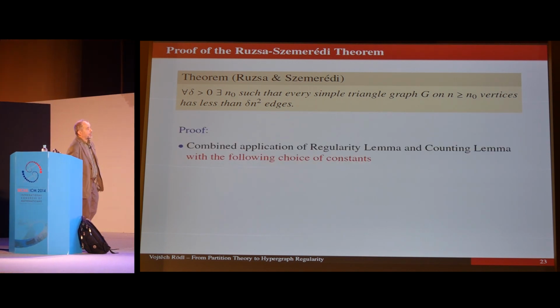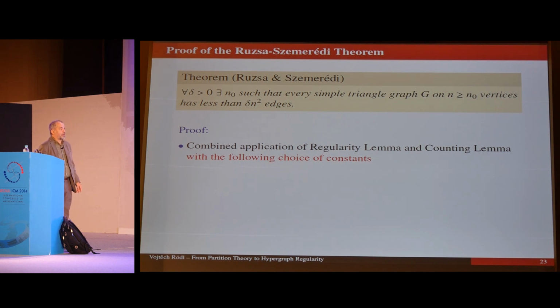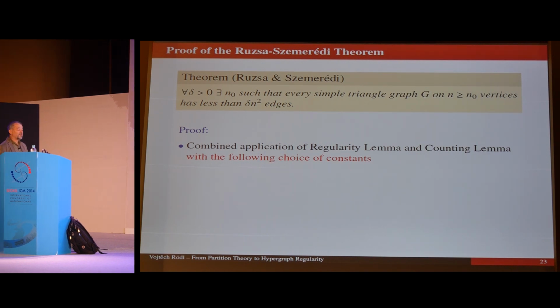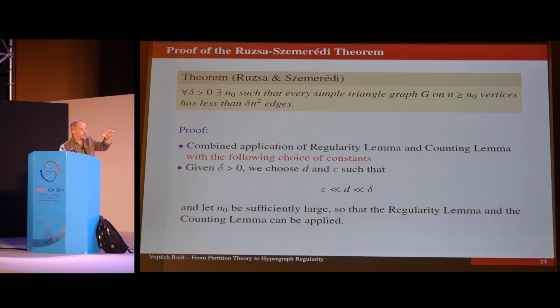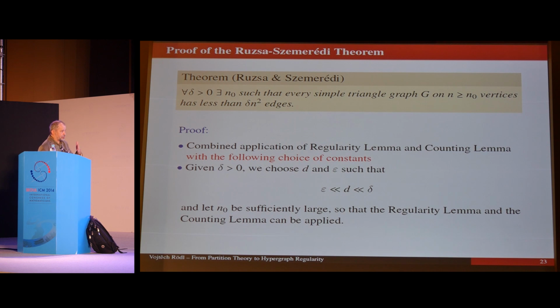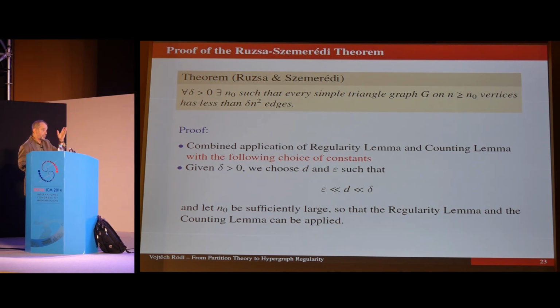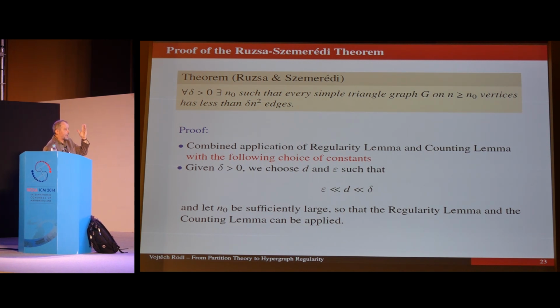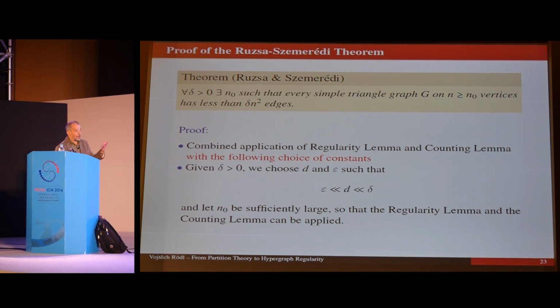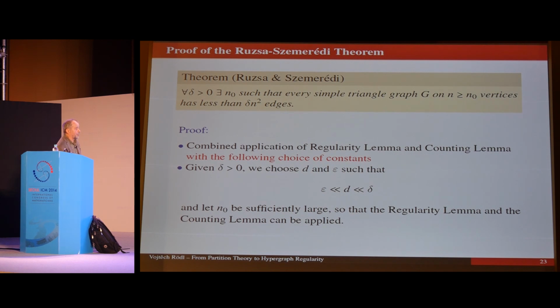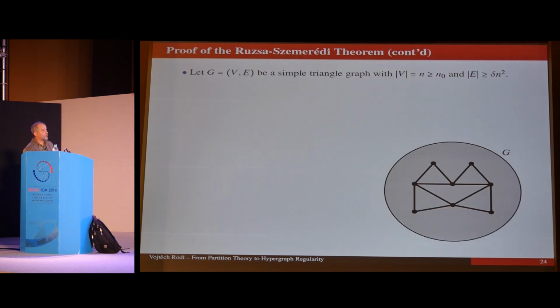So the proof will come by combined applications of the regularity and counting lemma. I have to choose some constants, but not for too long. I am given delta. I will set some artificial parameter d for density, smaller than delta, and epsilon, again small enough to satisfy the counting lemma, and then take n0 very large to apply the regularity lemma and counting lemma. And with that, we are starting to prove.